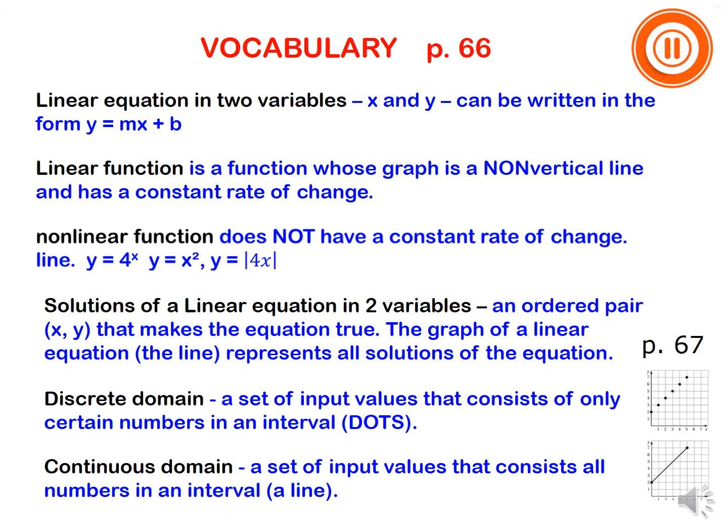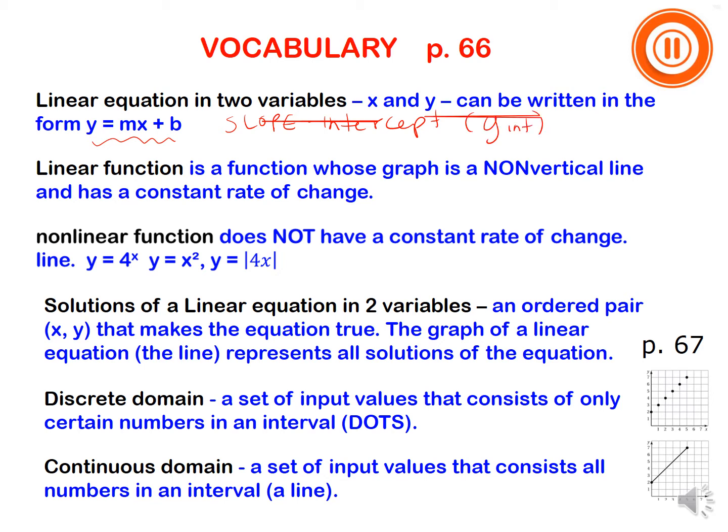Okay, so this is the vocabulary that's on page 66. If I was you, I would pause here and write down these definitions because I think they're very helpful. So when you see a linear equation in two variables, they're usually referring to x and y, and it can be written in the form y equals mx plus b, which is your slope-intercept form of a line. Okay, and when it says slope-intercept, it's talking about the y-intercept.